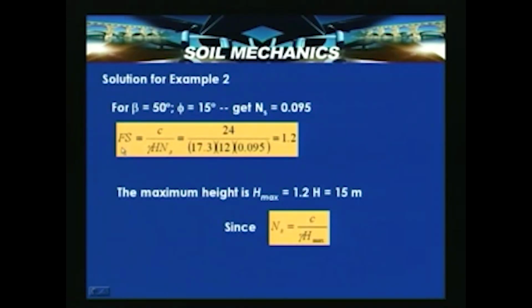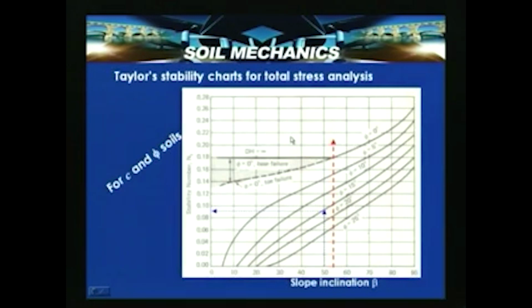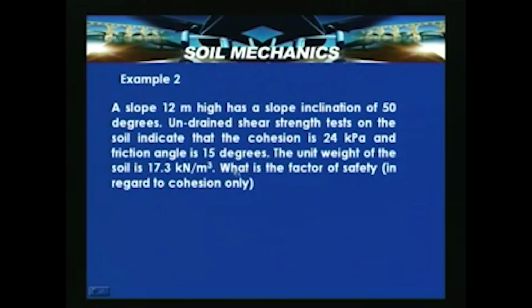So, factor of safety is equal to C divided by gamma h Ns. Ns is the stability number, which is obtained as 0.095 based on the given data. So, 24 divided by 17.3 into 12 into 0.095 yields a factor of safety of 1.2. That is what we are required to determine in this problem. What is the factor of safety in regard to cohesion only?